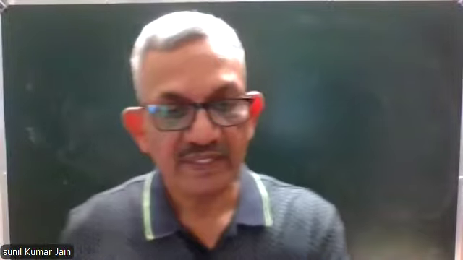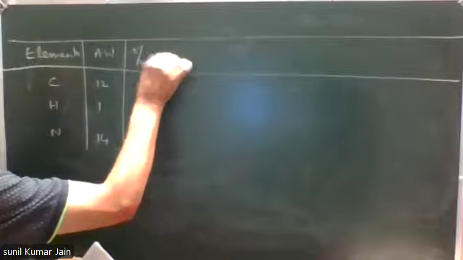Elements. We'll write symbols. It contains carbon, hydrogen, and nitrogen. Atomic weights of these elements are carbon 12, hydrogen 1, nitrogen 14. Percentage of these elements we are given. Percentage of carbon is 36%, hydrogen 4%, and nitrogen is 28%.